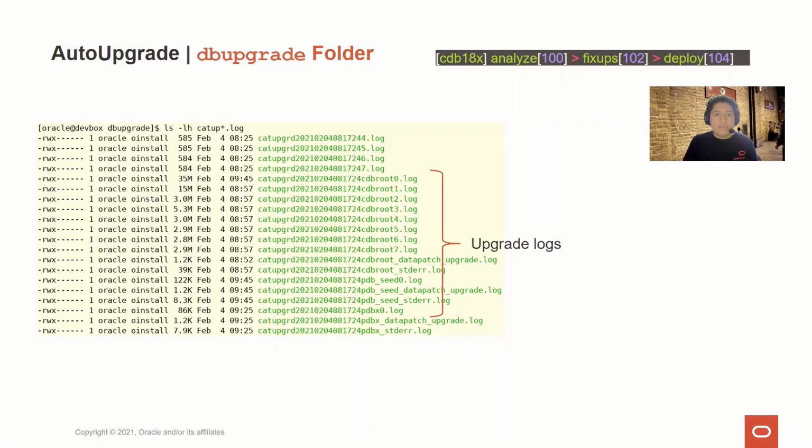If, on the other hand, you are interested in getting more details about the actual content of the upgrade logs, we will need to visit the job ID 104, because that's the job ID that belongs to the deploy of the CDB18X. If we go into this folder, we will find the log files produced by catctl and catcon. And well, there you will also find the summary of the upgrade.